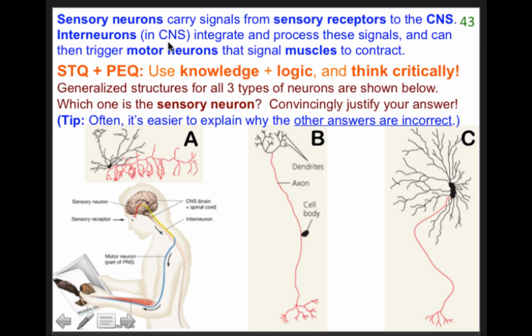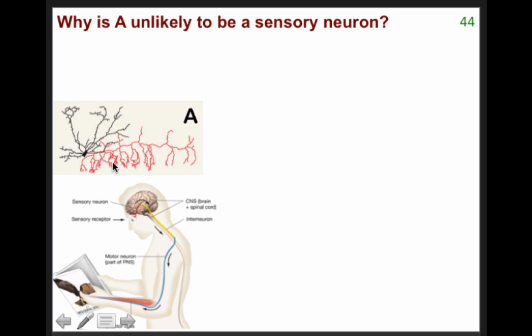Okay, welcome back. So let's do this one step at a time. Let's look at this general neuron A first and ask yourself whether you think that neuron A is likely to be a sensory neuron. All right, so pause and think about this. Okay, welcome back.